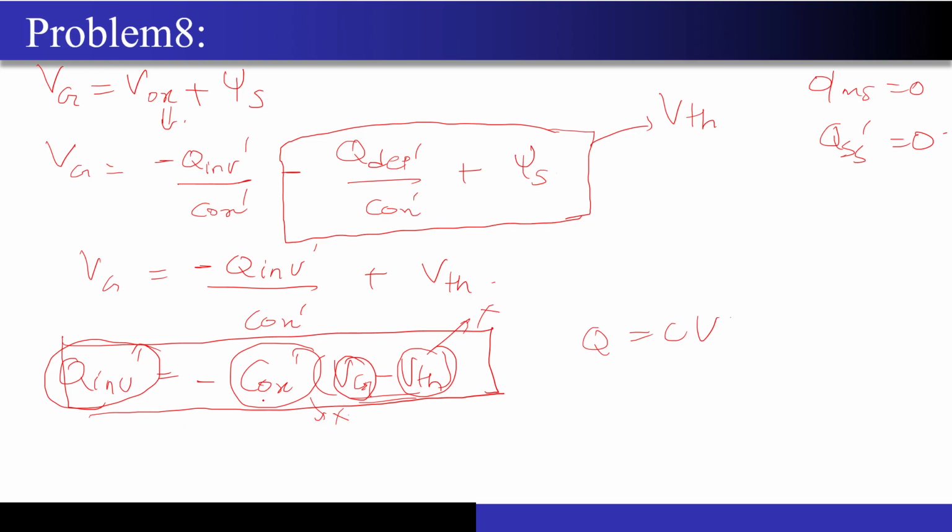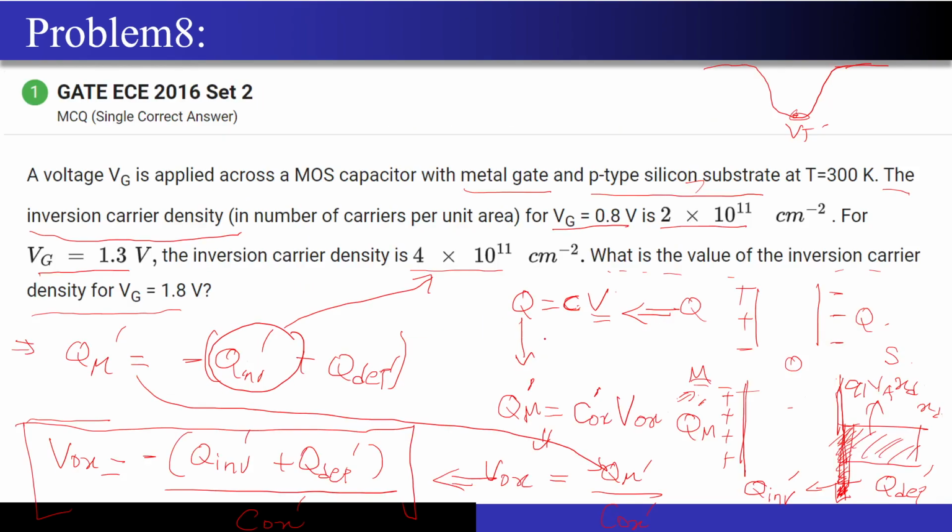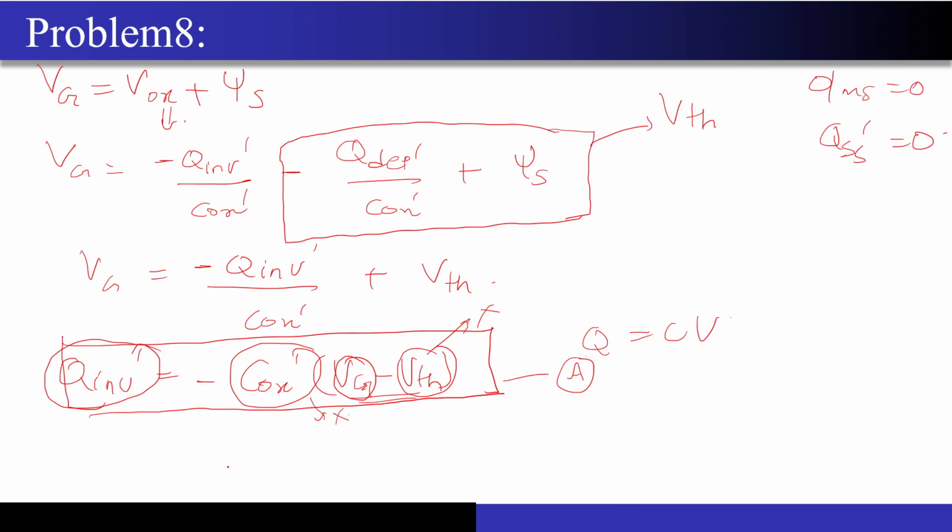So now I will try to substitute everything into this equation. Let me write it as equation number A. So for the first case, when the Vg was 0.8, my inversion layer charge was around 2 into 10 to the power 11. Note that this is a negative charge, so that's why I have to write a negative sign over here. Minus of 2 into 10 to the power 11 is equal to minus Cox dash, and the Vg was 0.8, 0.8 minus Vth. This is for the first case, so let me write it as equation number X.